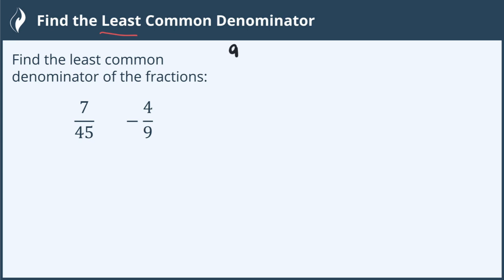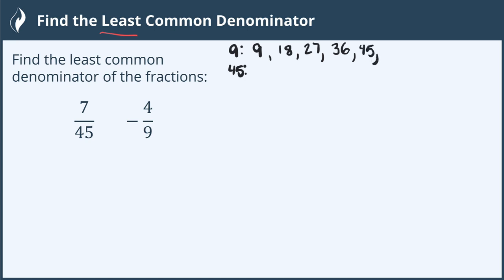The first way is just listing them out. So we're going to take 9 and 45, the two denominators, and we'll find multiples of those numbers, and then we're going to find the smallest of the two multiples. So we'll start with 9. 9 times 1 is 9. 9 times 2 is 18. 9 times 3 is 27. 9 times 4 is 36. 9 times 5 is 45.